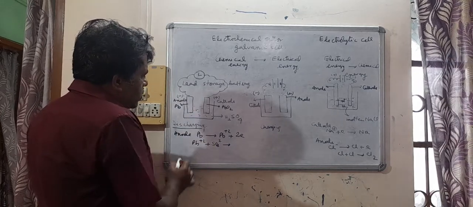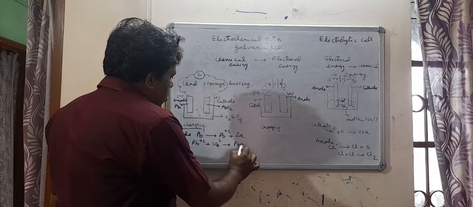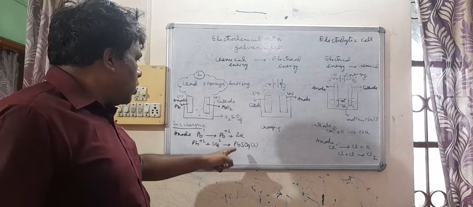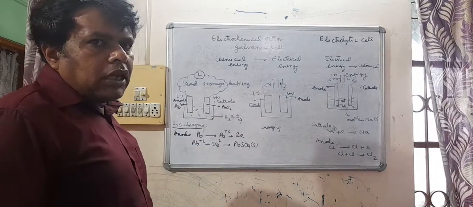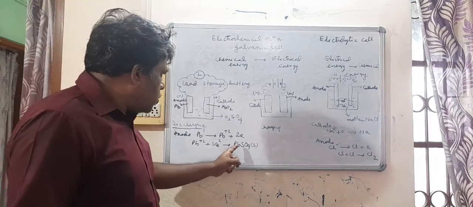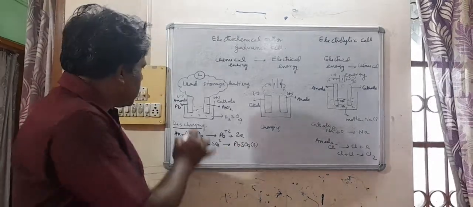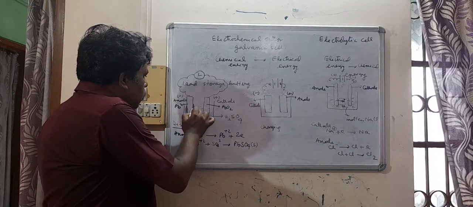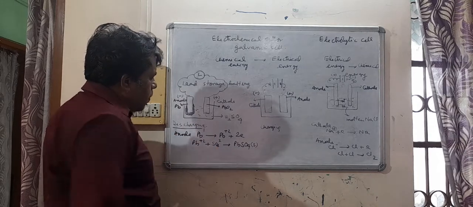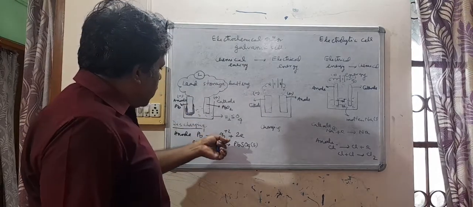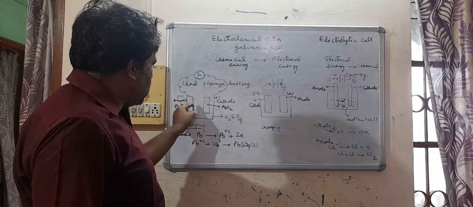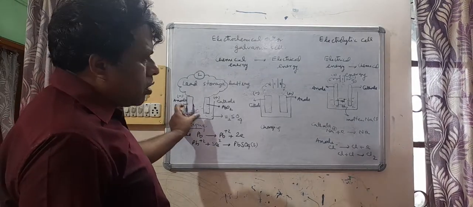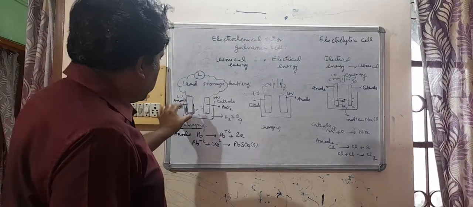This lead ion will combine with sulfate ion and it will form lead sulfate solid. Lead sulfate is an insoluble substance. So gradually, this will get a coating of this insoluble lead sulfate. And if a coating of insoluble substance is developed in this way, contact will get lost at one point of time. The contact is going to be lost.